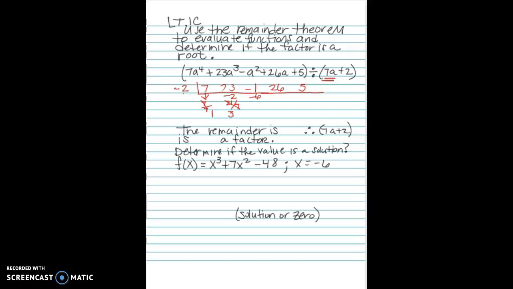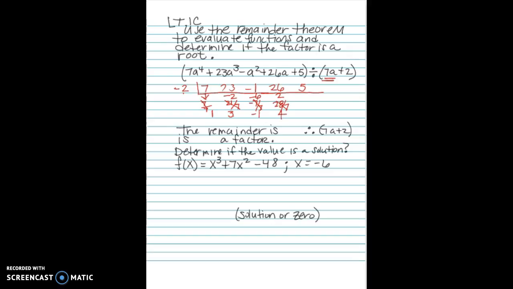So I multiply negative 2 times 3. I get negative 6. I add negative 1 plus negative 6 is negative 7. And again, I still have to divide by 7. Have to divide by 7 every time. So that simplifies to a negative 1. I multiply negative 2 times negative 1. That gives me a positive 2. I put that under the 26. I add. That gives me a 28.